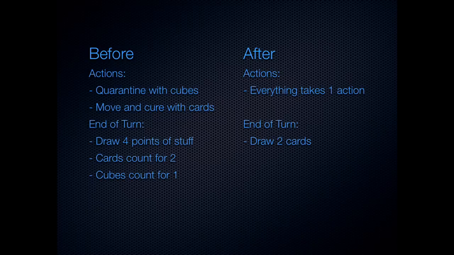What I did was I realized that I had a different kind of commodity, which was an action, and it was like an opportunity cost. And I basically took all the stuff on the left there and ran it through a funnel and tried to figure out what's the simplest possible way to make something happen. Afterward, I ended up with a model where everything in the game takes an action, and at the end of your turn, you just simply draw 2 cards. And this made it much easier to learn the game.